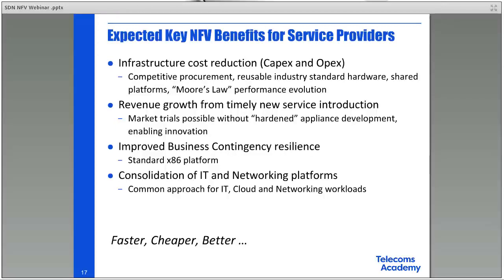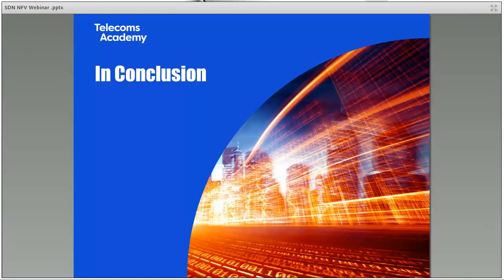And probably what will happen as a result is that in the Network Operations Center, we'll see a significant growth of the number of people that understand how to do software coding. Typically, I was speaking to an operator last week, and they reckon it was going to change from about 10% of the staff in the NOC being code literate to probably about 80%. So these are the sorts of benefits that service providers are expecting. So you can add all that up. Faster, cheaper, better. Okay, that's what it's about.